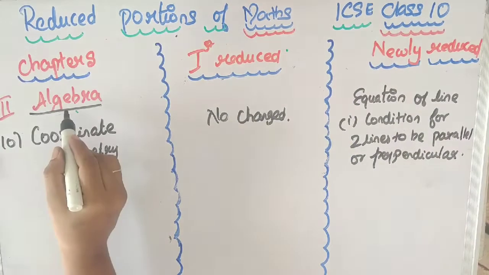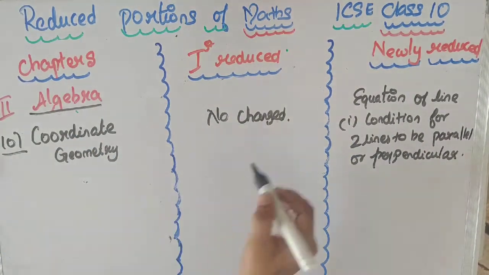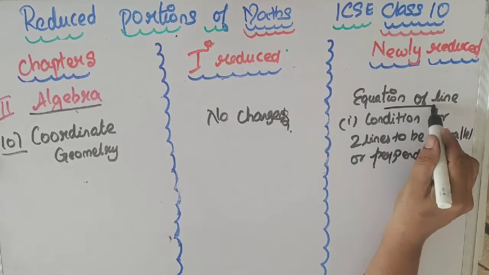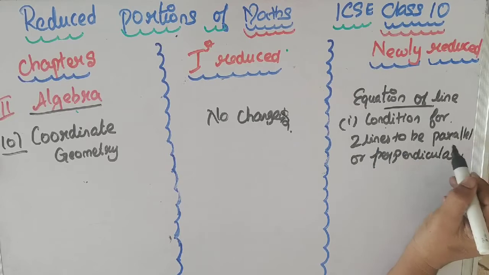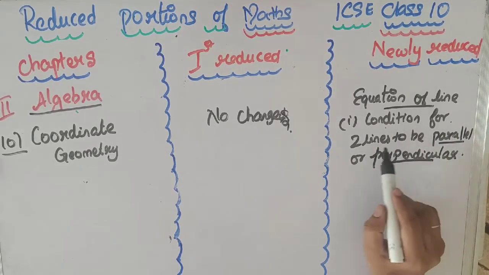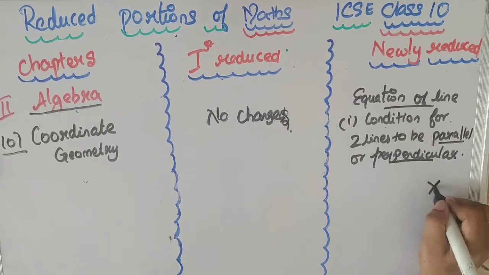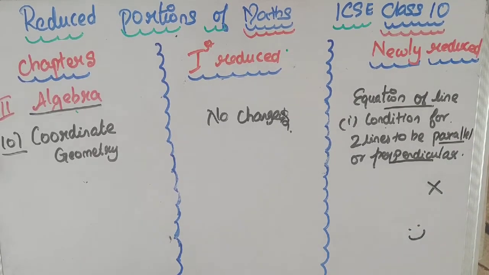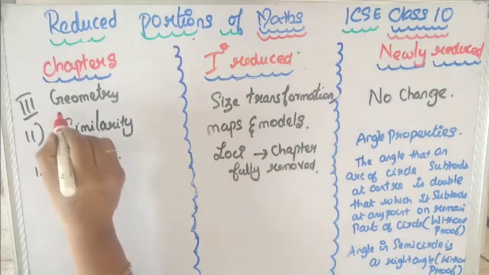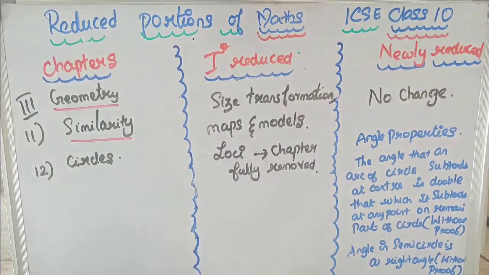Now the 10th lesson from unit algebra is coordinate geometry, and there is no change in the first reduction, and during the second reduction the equation of line, conditions for two lines to be parallel or perpendicular, this topic is removed from coordinate geometry. Now we are going to the next unit, geometry. In that, the 11th lesson is similarity.